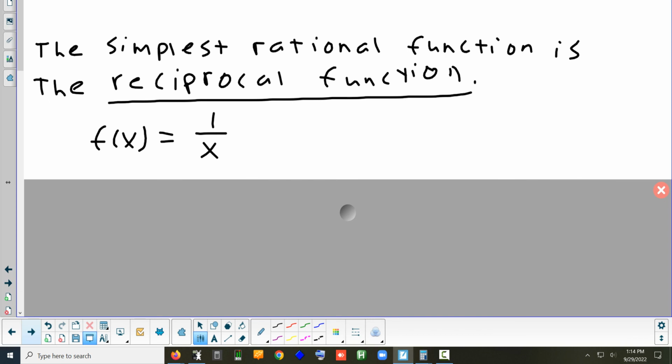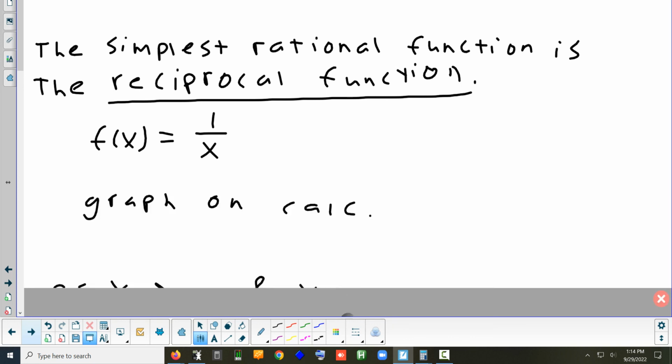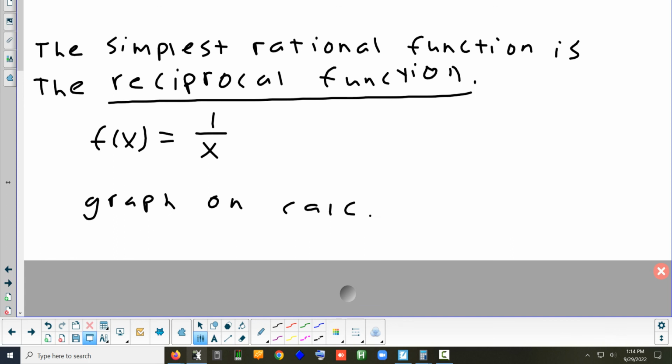So I've shown you guys a few different rational functions. But the reciprocal function is the simplest rational function you can have. Or it's considered basically one of the simplest. It's just 1 over x. That's called the reciprocal function. And it's a very simple rational function. Let's graph it.